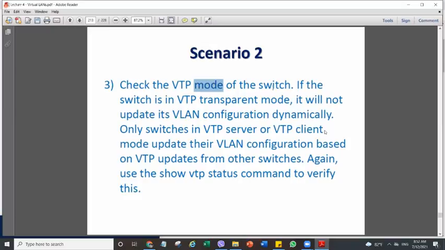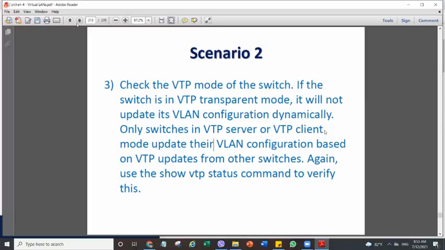Check the VTP mode of the switch. If the switch is in VTP transparent mode, it will not update the VLAN configuration dynamically. That is the feature of VTP transparent mode. We already discussed that and you already did the practical. It is not transferring any VLAN information to the others, so don't expect transparent mode to do so. Only switches in VTP server and client mode update their VLAN configuration.